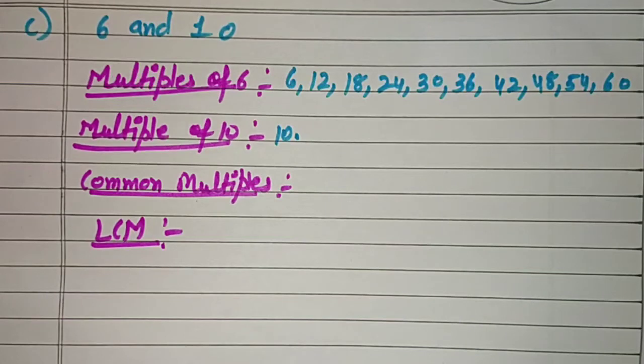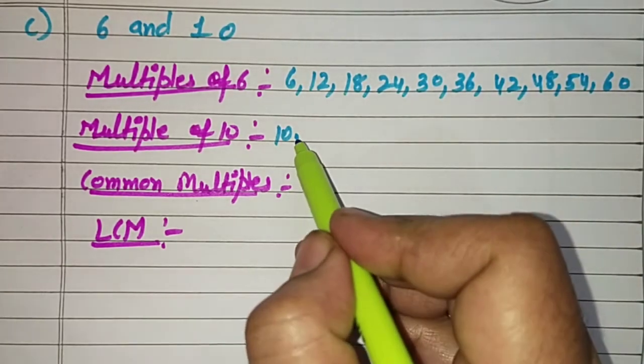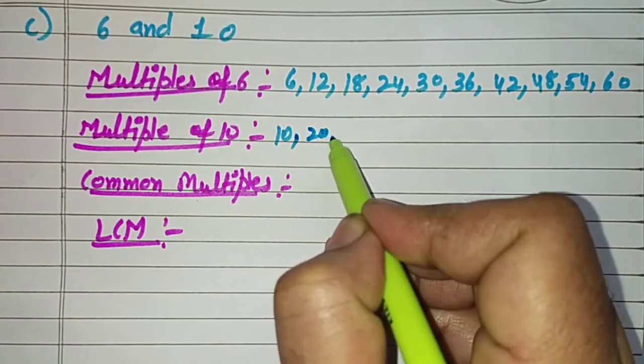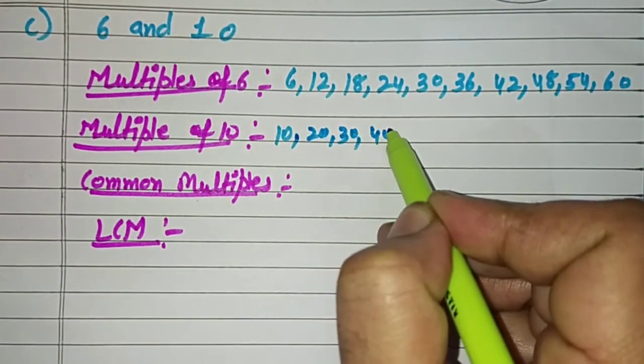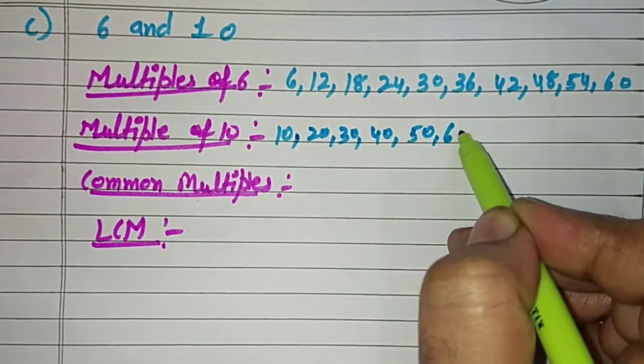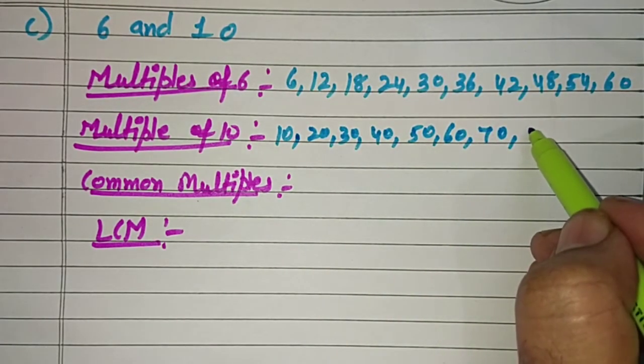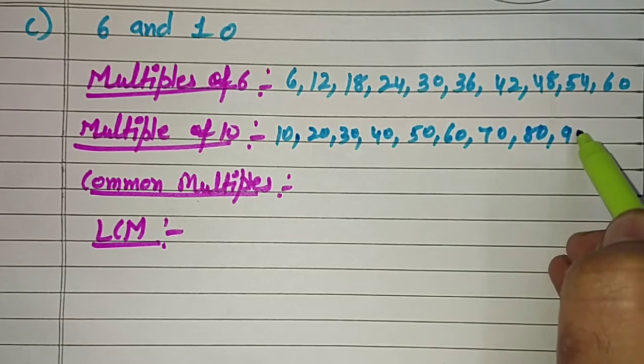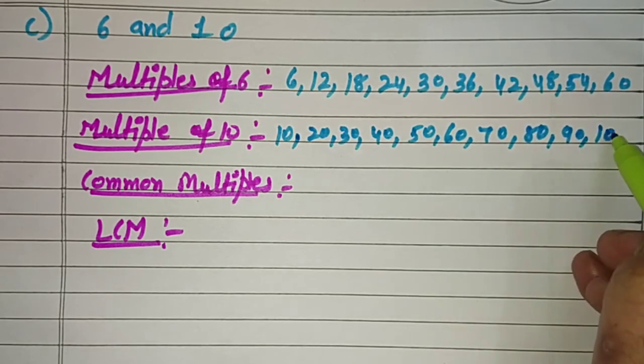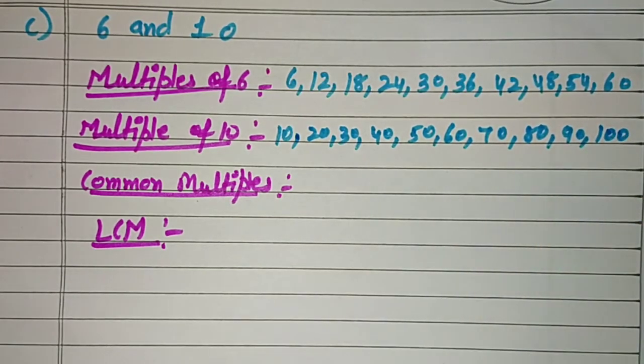So let's understand with the help of one more example. Here we need to find the multiples of 6. As you can see, I have written all the multiples of 6. Now I'm going to write the multiples of 10: 10, 20, 30, 40. For finding the LCM, just write the multiples till 10 number, okay? As I'm writing the table of 10 till 10, okay?